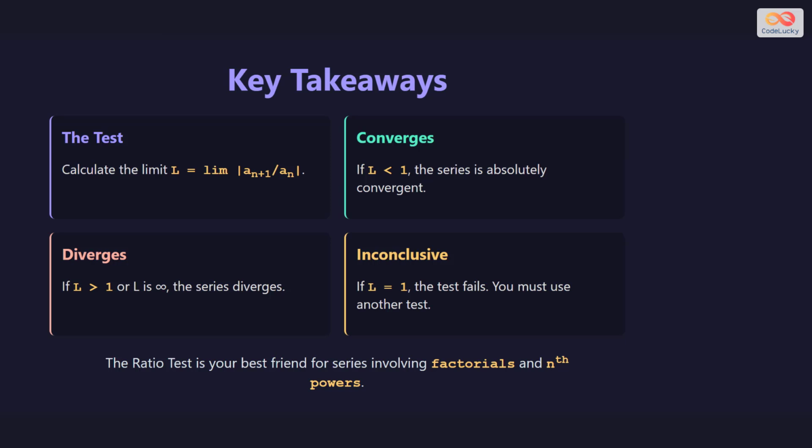Let's summarize what we've learned. The ratio test involves calculating the limit L of the absolute value of a sub n plus 1 over a sub n. If L is less than 1, the series converges. If L is greater than 1, the series diverges. And if L is equal to 1, the test is inconclusive. Remember to look for factorials and nth powers, as these are the perfect candidates for using the ratio test.